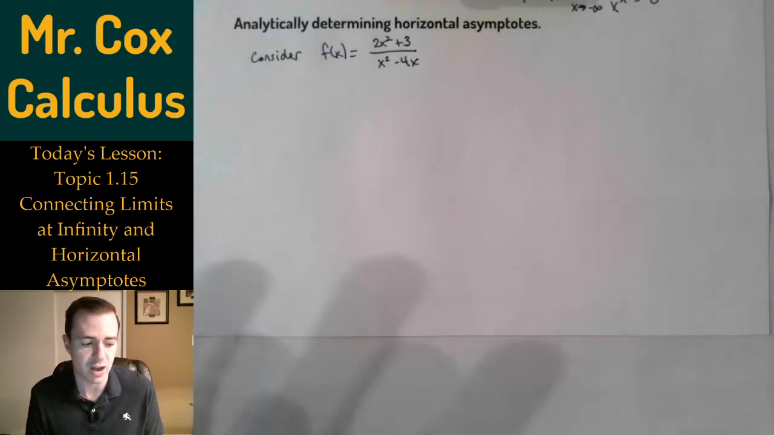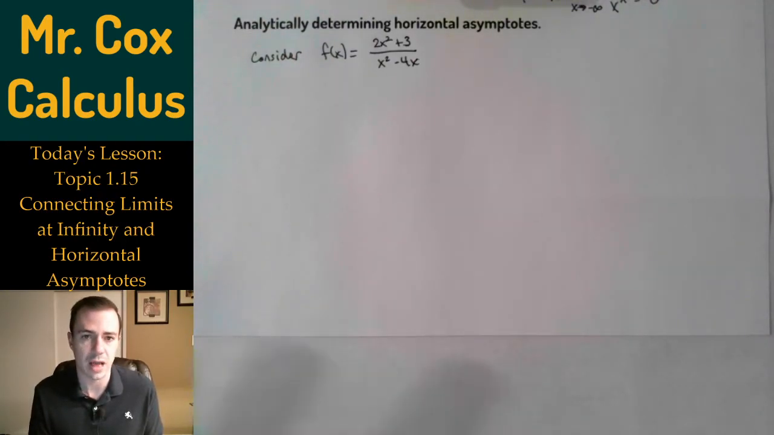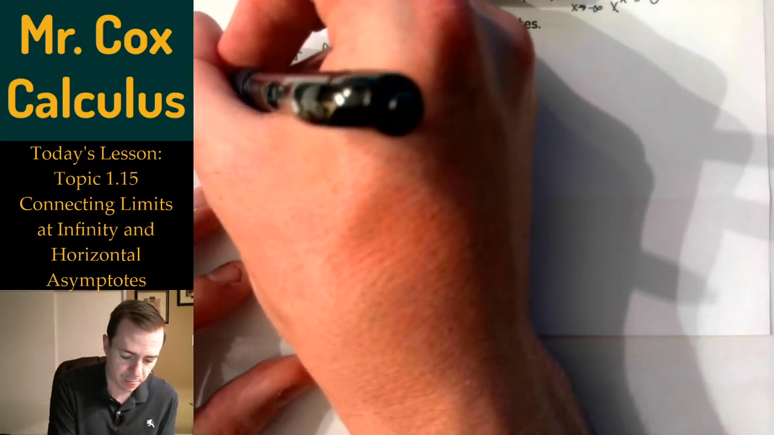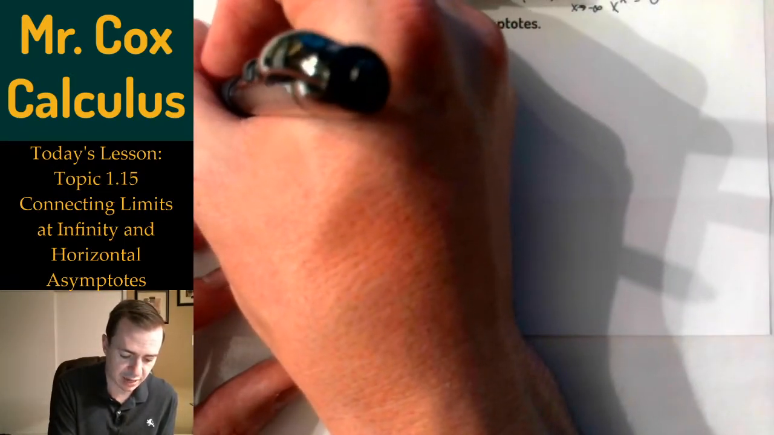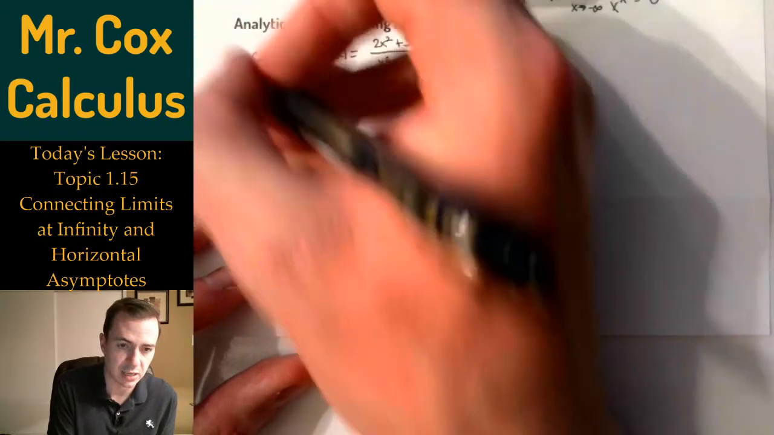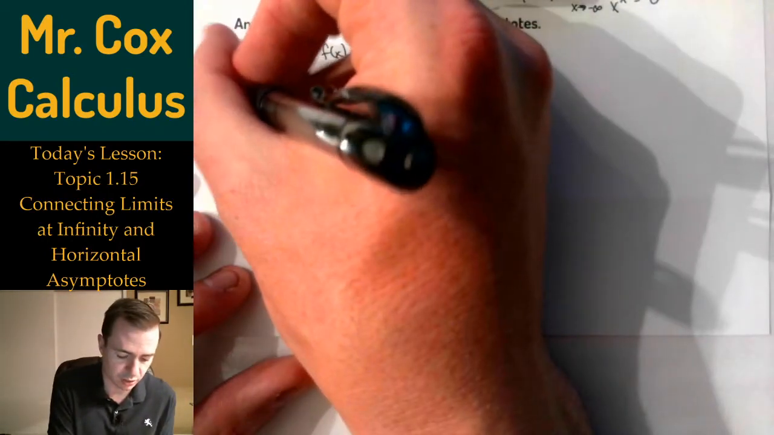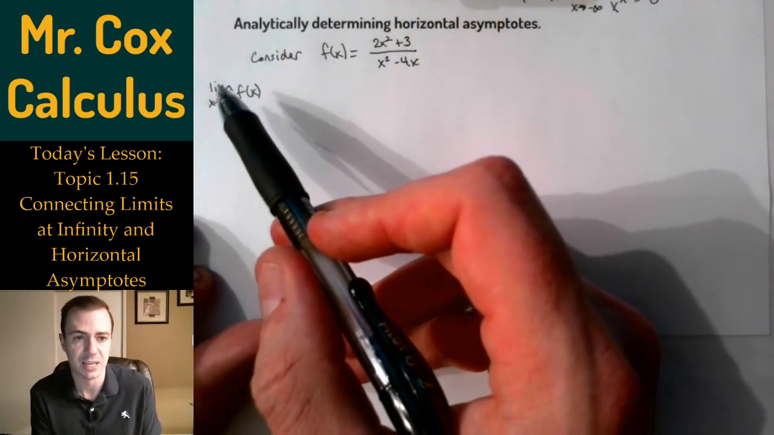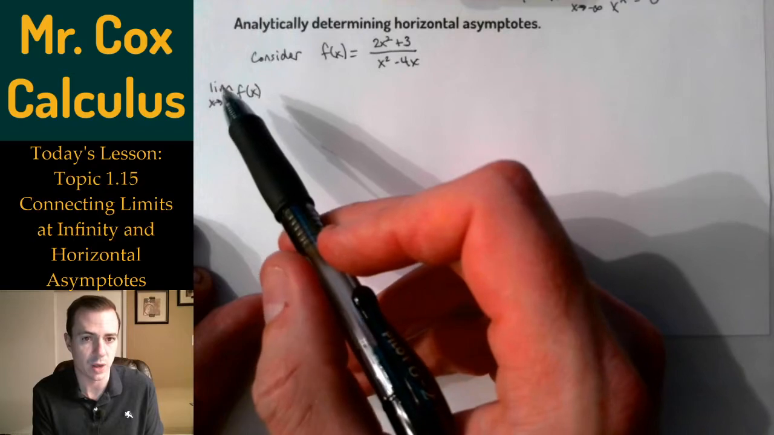Now, if I want to find the horizontal asymptotes, then what I really want to do is find the limit as x approaches infinity of this function f of x. So if it asks you to find the horizontal asymptotes, this is the mechanism that you want to create.